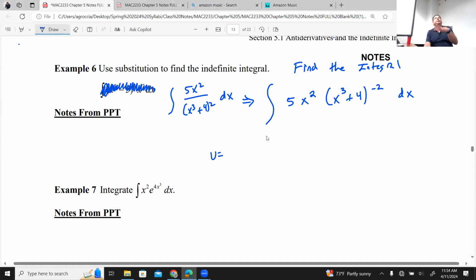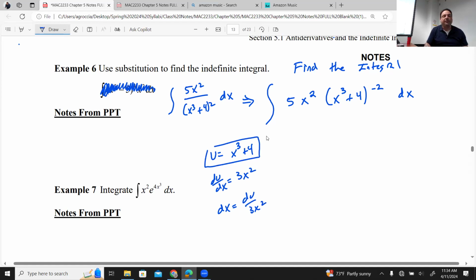Now remember, u could be anything, but only one u pretty much is going to work. So u is going to be x to the third plus 4. Why? I don't know how to do stuff raised to the negative 2, and if that became u, life becomes easier, number one. Number two, when you take the derivative of u with respect to x, you get 3x squared. That's a little hint that that derivative is also going to help me. Then, to save a little bit of the algebra, remember it's always dx equals du over 3x squared.